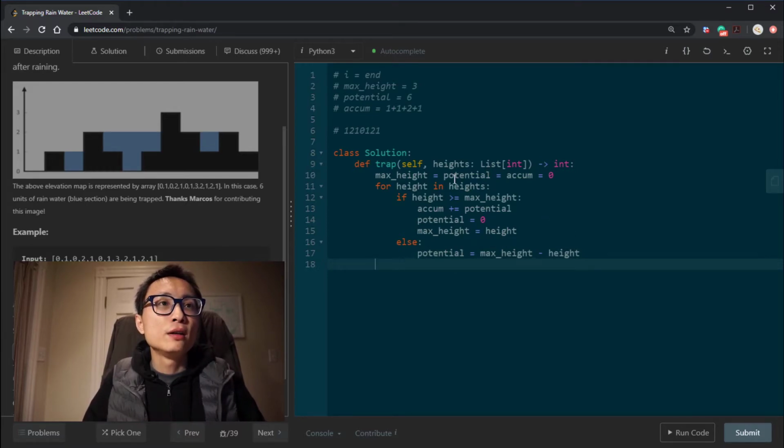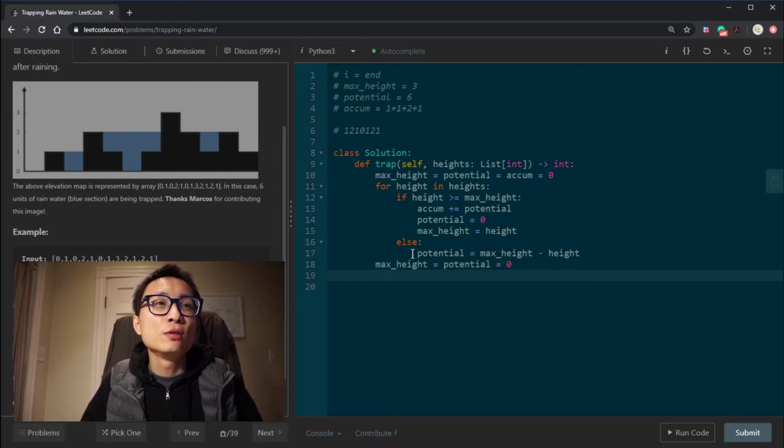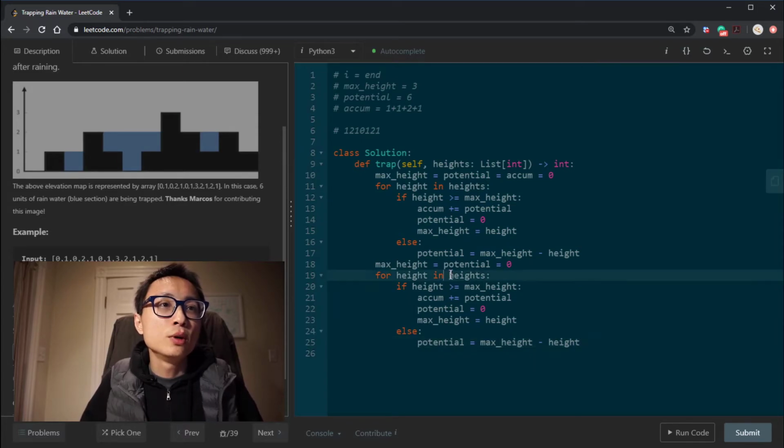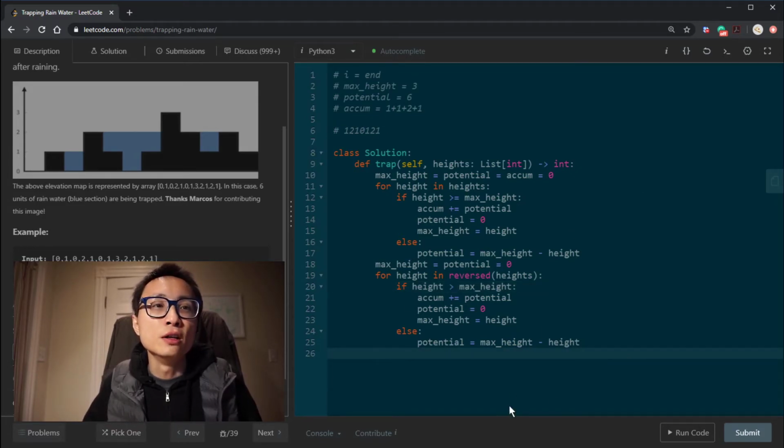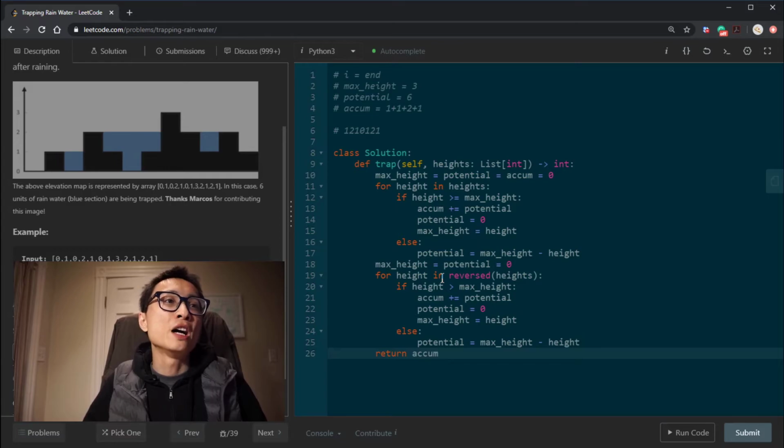So that's the left-to-right scan. After that, we have to reset the maximum height and the potential to 0, and do a right-to-left scan. So basically just copy and pasting, doing this in a reversed order, and changing this greater than or equal to into strictly greater than, so that we don't double count this kind of case. And in the end, we just return the amount of water we accumulated through the 2 passes.